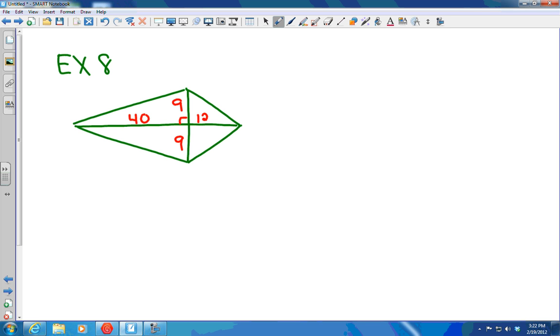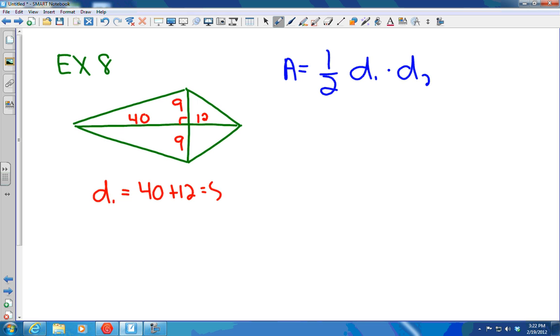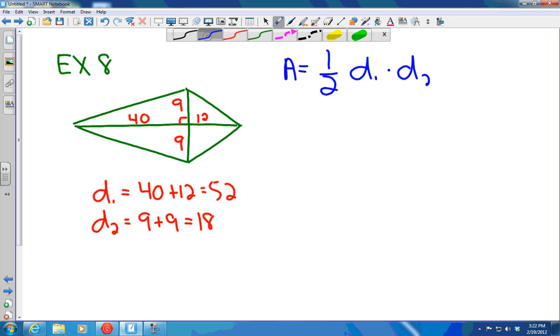Let's see, our area formula for a kite, same as for rhombus, 1/2 diagonal 1 times diagonal 2. Let's figure out what our diagonals are here. Let's see, our diagonal 1, let's call that the long one here. This diagonal 1 would be 40 plus 12, or a 52. And diagonal 2 is 9 and 9, which is 18. And so we have our two diagonals now, so we can easily plug this in the formula.